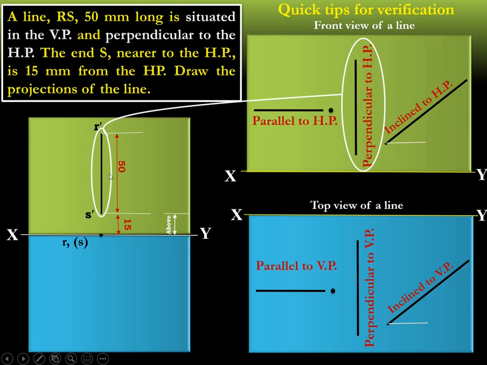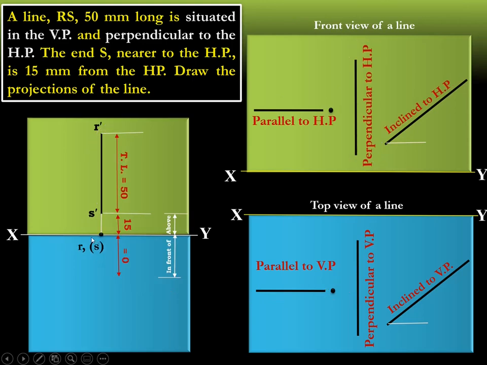When a line is perpendicular to one plane and parallel to the other plane, the parallel view will become a point. So in this case, since the line is situated in the vertical plane, automatically its top view will become parallel and it will be obtained on the XY line itself. When a line is parallel to one plane or contained by one plane and perpendicular to the other plane, its perpendicular view will have a length equal to its true length.